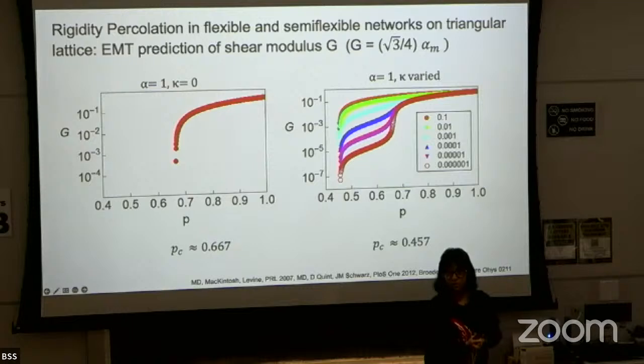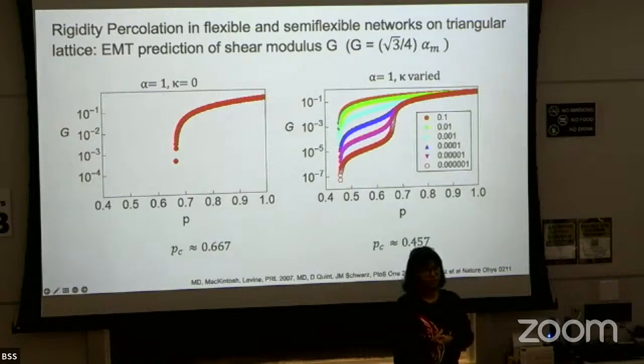Questions so far? Or questions about the differences between the spring network and the semi-flexible networks?